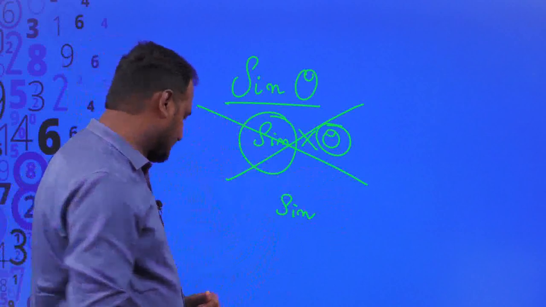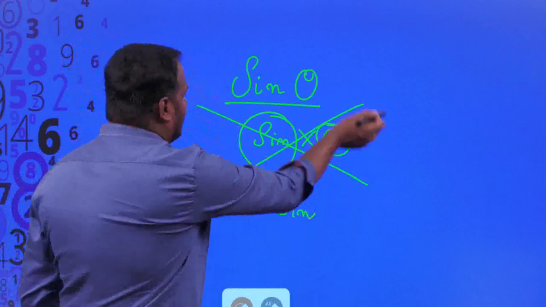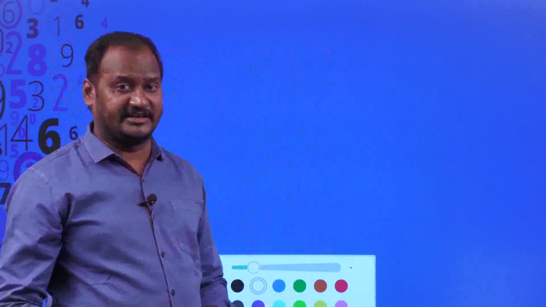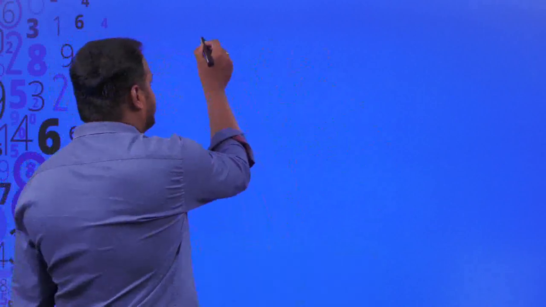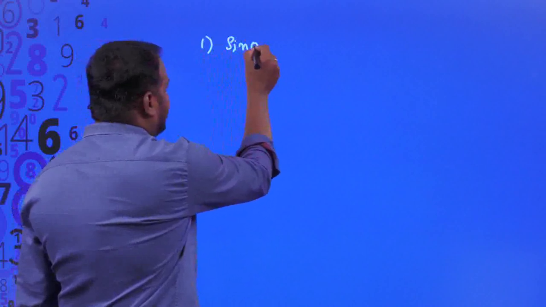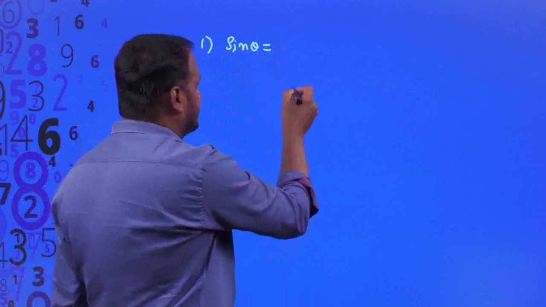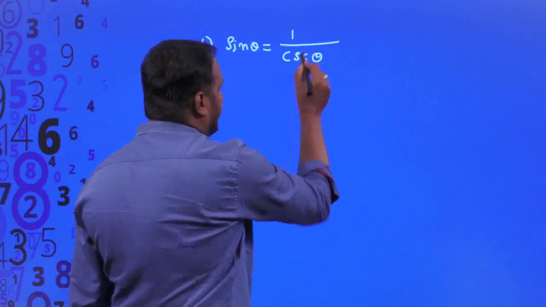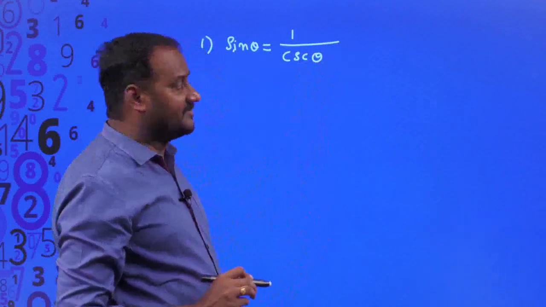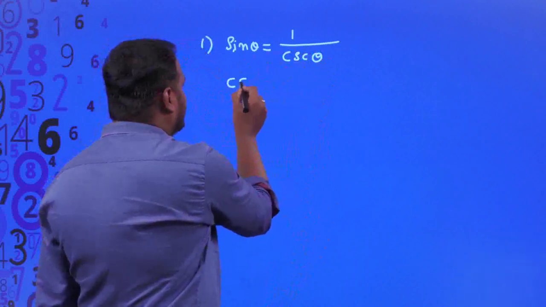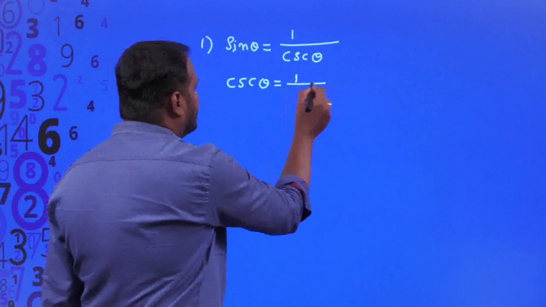Hope you understand? Good. And coming to the relations between trigonometric ratios, what are the relations? Yes. Sine theta is the reciprocal of cosecant theta. How can I write that? First one, sine theta is the reciprocal of cosecant theta, means sine theta is equal to, reciprocal means what? 1 divided by cosecant theta. Sine theta is equal to 1 divided by cosecant theta. Can we write, if sine theta equals 1 by cosecant theta, then cosecant theta is equal to 1 divided by sine theta?